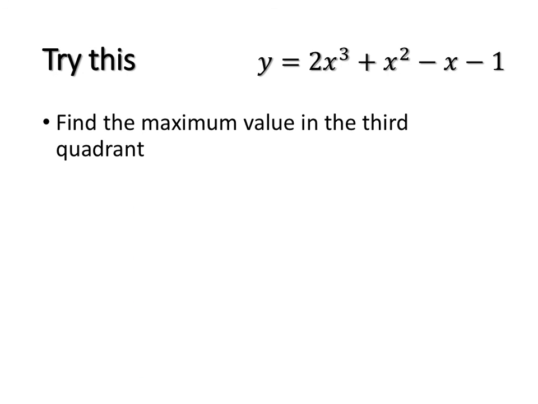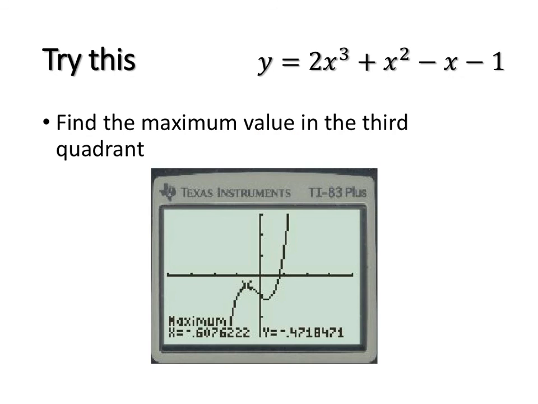Now try using this same graph that you have on screen to find the maximum value, or the coordinates of the vertex, in the third quadrant. Press pause. When you're ready, check your work by continuing the video. With our calculators, we find out that the coordinates of this vertex are about negative 0.61 and negative 0.47.